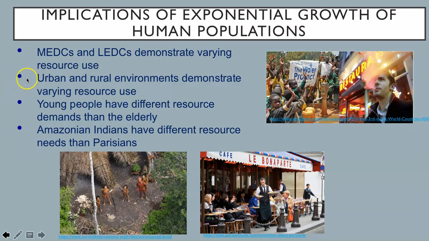Resource use varies in time and space. For example, MEDCs and LEDCs demonstrate varying resource use. Urban and rural environments demonstrate varying resource use. Young people have different resource demands than elderly. Just think about your own energy consumption compared to your grandparents. Amazonian Indians, for example, also have much different resource needs than Parisians. Also, if you consider waste and pollution generated by certain populations as compared to others, that is also different.